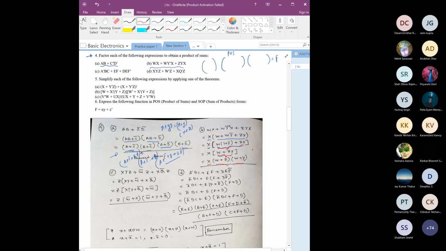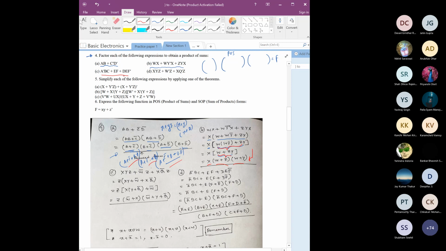Again, it is not in a simplified POS form. It is not the canonical form. If you have to express it in canonical form, you can do that as shown here, right? Then we have the C and D. Probably in the answer the positions are a bit different.